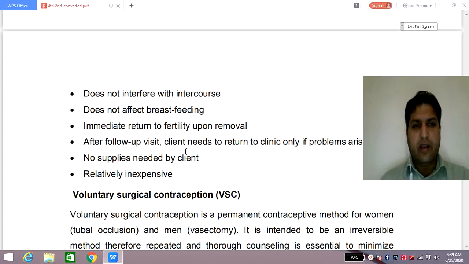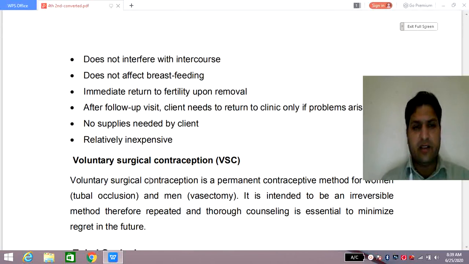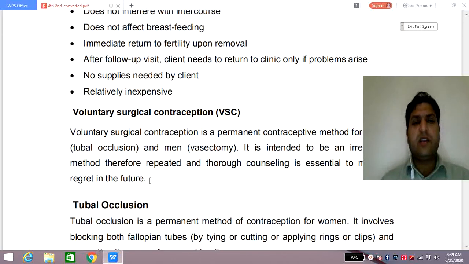After the follow-up visit, the client needs to return to the clinic only if a problem is there. No supply is needed by the client. Relatively inexpensive, so again, not expensive. The next one is the vasectomy.